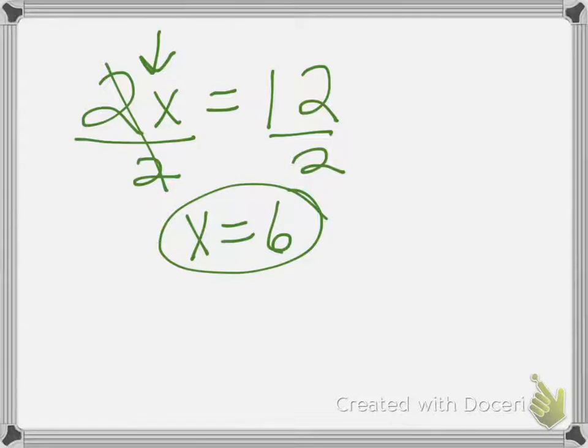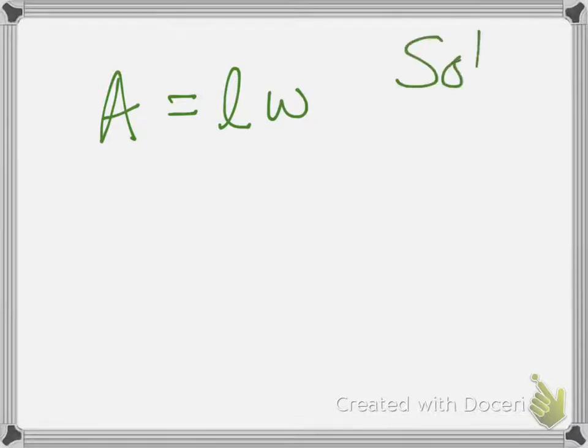Sometimes we're not going to have numbers. Sometimes we're only going to have letters. So let's take the area formula. Area equals length times width. And they're going to ask us, when we have these types of equations, to solve for a certain variable. In this case, we're going to solve for w.